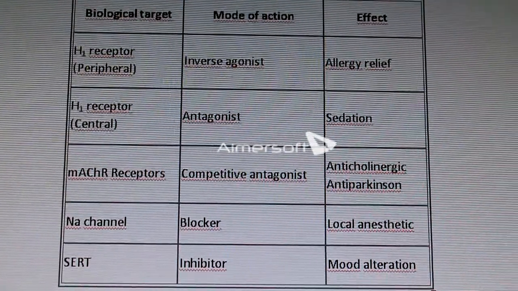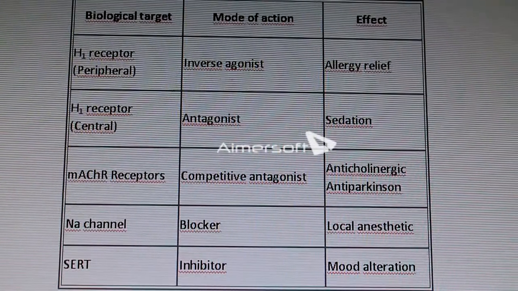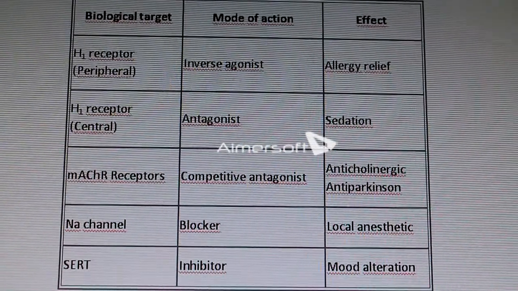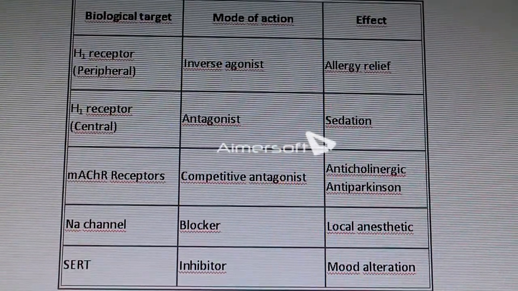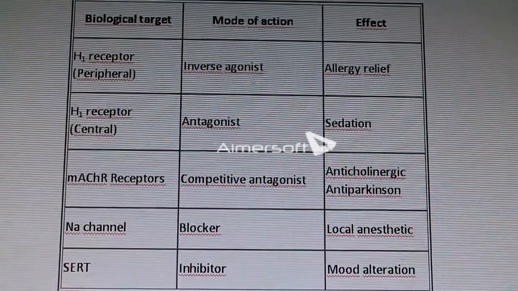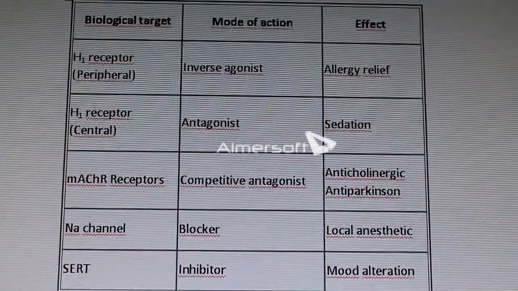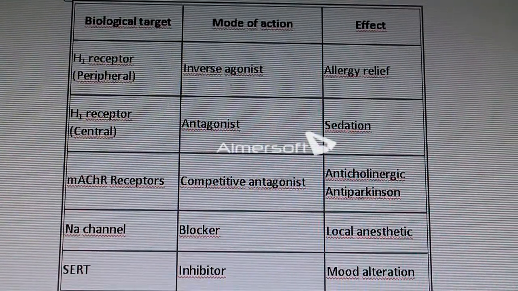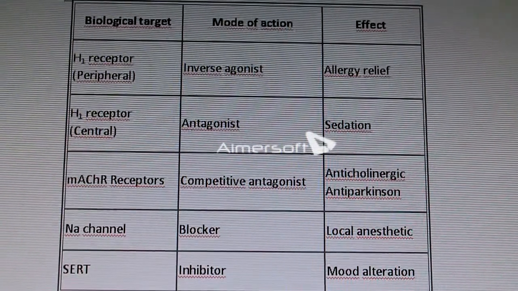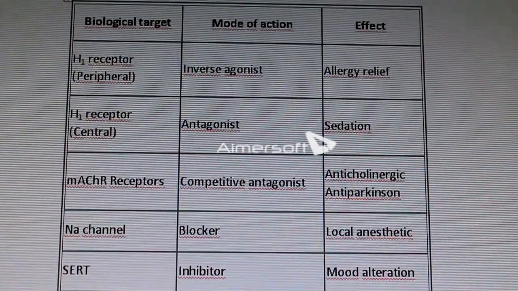Let's look at the targets and side effects of diphenhydramine. Biological targets: H1 receptor, which is localized peripherally. Mode of action: inverse agonist. Effect: allergy relief. H1 receptor, which is localized in the central nervous system. Mode of action: antagonist. Effect: sedation. Also, diphenhydramine has some other biological targets like muscarinic receptors, Nav channel, SERT, and also some other effects and modes of action.